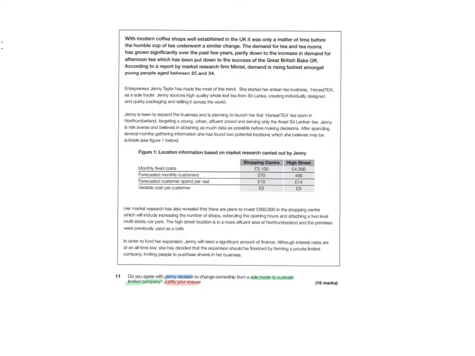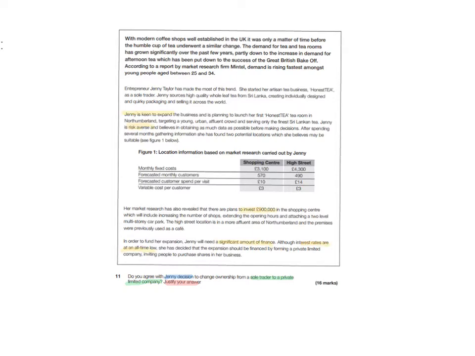The context is Jenny's decision, and it relates directly to the focus, which is a change from a sole trader to a private limited company. Now, we need to think about the theory as to why she might want to do it, but specifically why Jenny would want to do that. So let's have a look at the case study now.